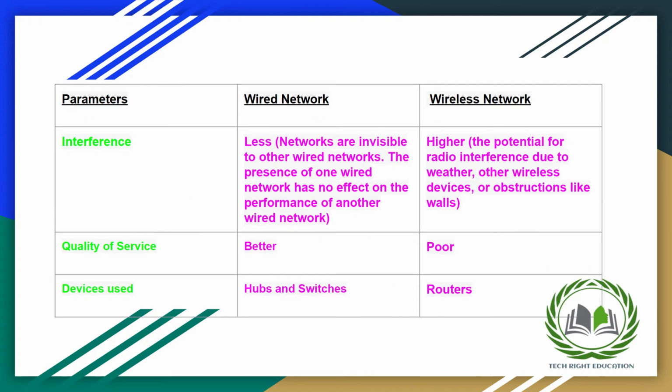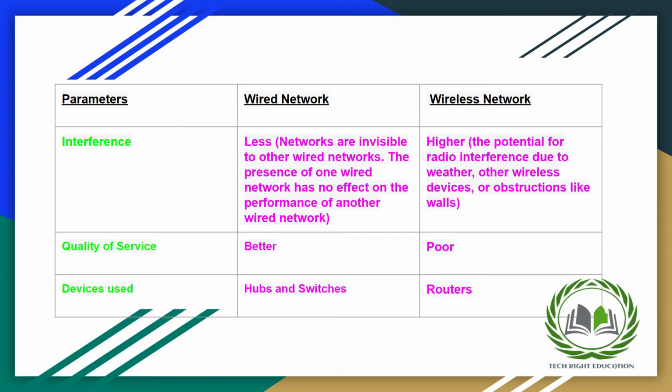Now the next parameter is interference. As I have already told, in the case of wired network, interference is less, and in the case of wireless network, interference is high. Interference occurs due to radio interference, weather, other wireless devices or obstructions like walls.